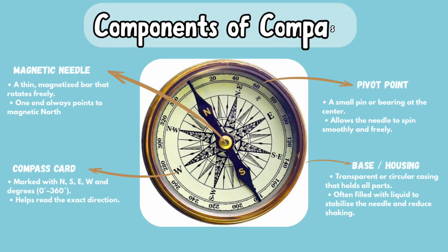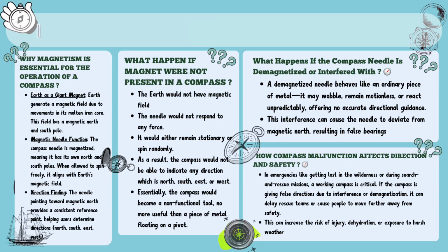A compass has four important components connected to the dipole interaction of Earth's magnetic field, which are the magnetic needle, compass card, pivot point, and base or housing of the compass.